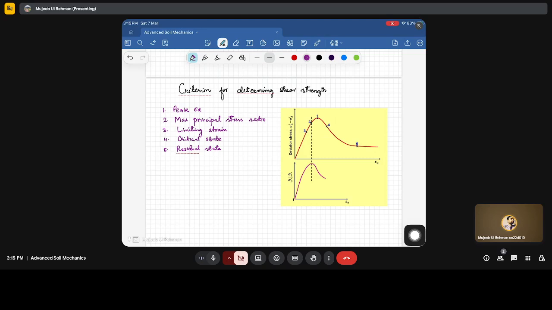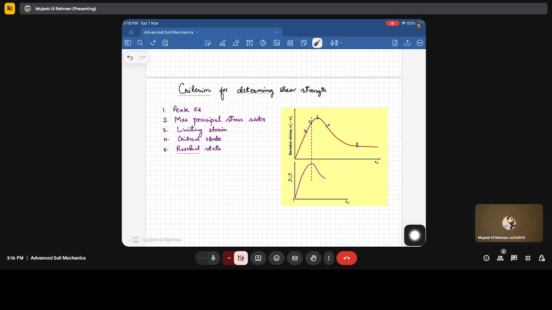We mostly use this maximum principal stress ratio for the undrained cases, and it is generally used when the stress strain response doesn't have a prominent peak. Similarly, the limiting strain is generally used if some soils, such as NC clays, need large strain to mobilize the failure conditions. So we want to restrict the strain at some limit, and for those soils we use this limiting strain as a criterion.